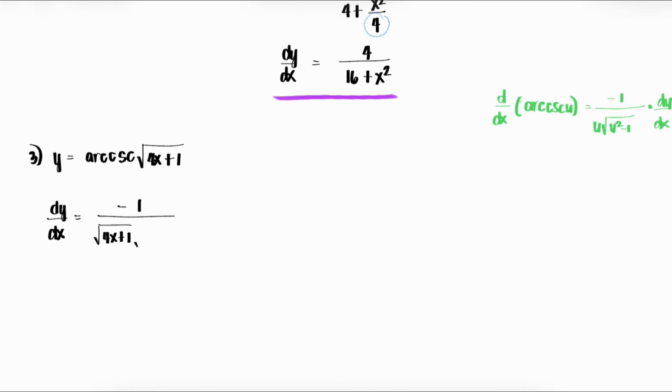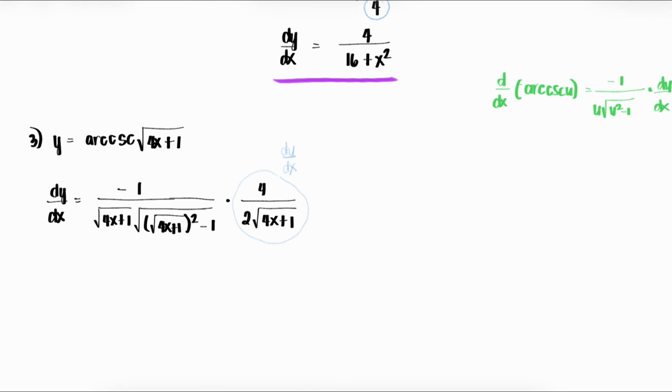and multiply it to the square root of, we're going to extend this fraction bar right here, and we're going to raise square root of 4x plus 1 to the power of 2, and then minus 1, times the derivative of square root of 4x plus 1, which is 4 over 2 square root of 4x plus 1. Again, this is our du dx.